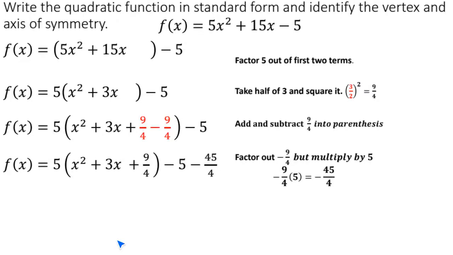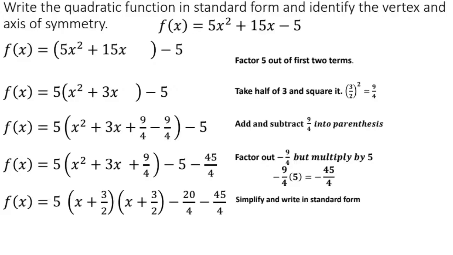When I take out the negative 9 fourths, again, don't forget to multiply or give back the 5 that we had factored. So negative 9 times 5 is negative 45 over 4. Now, x squared plus 3x plus 9 fourths is our perfect square. We have x plus 3 halves times x plus 3 halves.